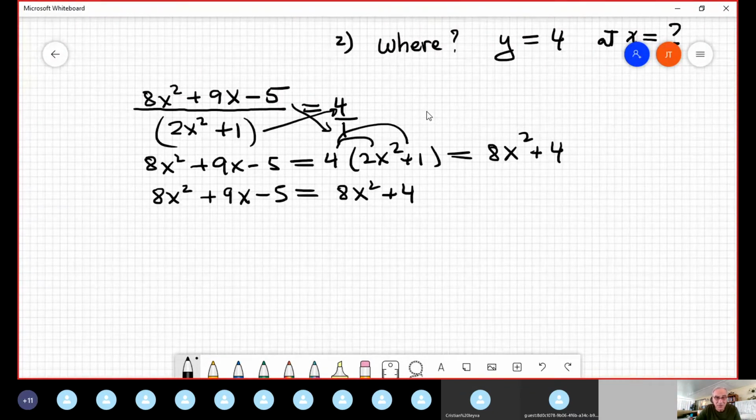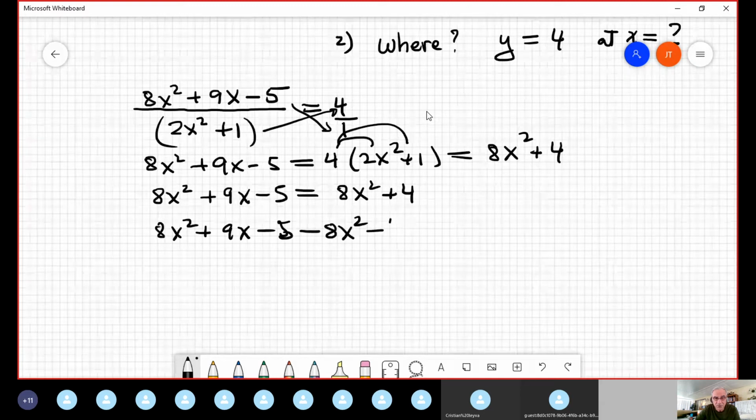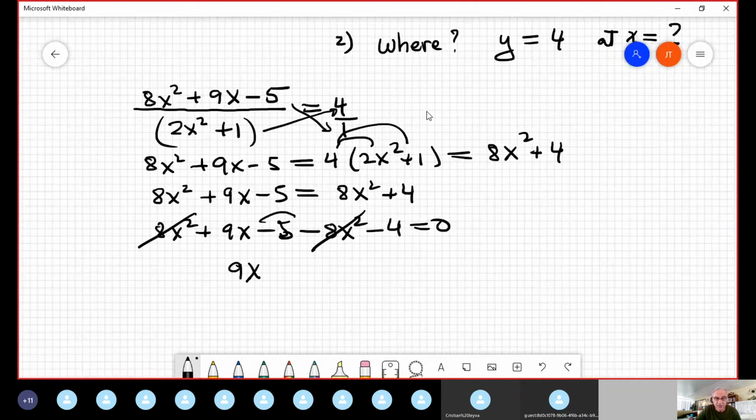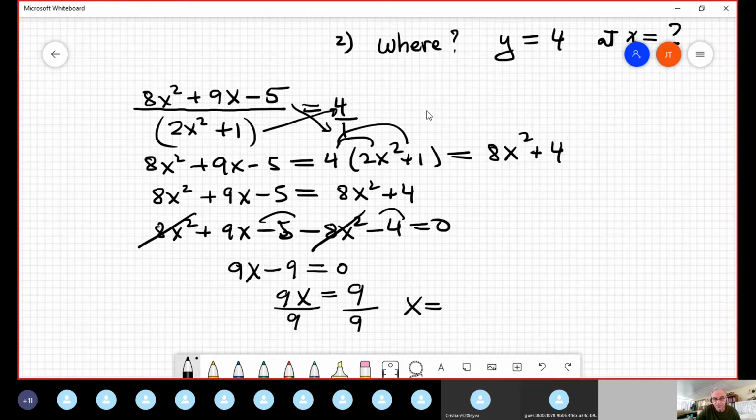Entonces, I move everything to the left with the opposite sign, no? And we combine like terms. And you see, wow, 8x squared cancels, disappears. It's not a quadratic equation. Entonces 9x, and we combine like terms, negative 5 and negative 4 together is negative 9. It's a linear equation, super easy. I move 9 to the right-hand side. Finally, divided by 9 on both sides, and the answer is 1.